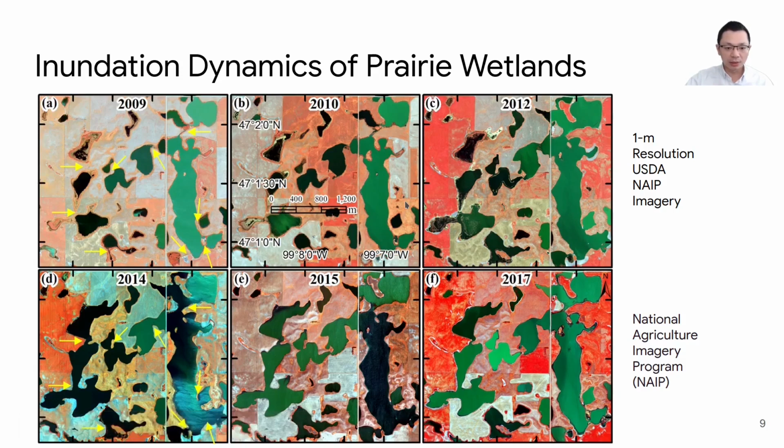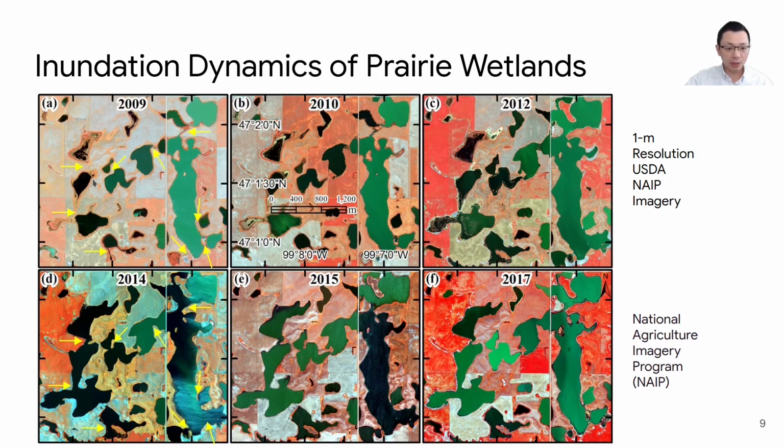Here shows you an example of those inundation dynamics shown by the NAIP imagery, 1 meter resolution. As you can see from here, 2009, right? This is already a dry period, so those wetlands were separated. But as time goes on, you can see in 2014 it was a wet period, and some of those wetlands were actually connected together to form a larger wetland complex. The inundation is very dynamic.